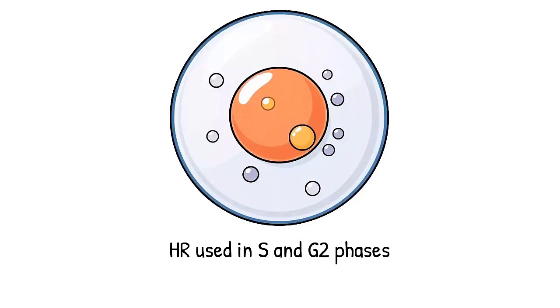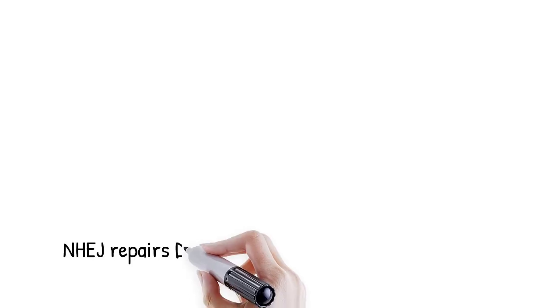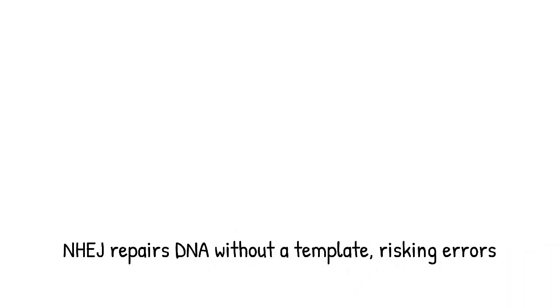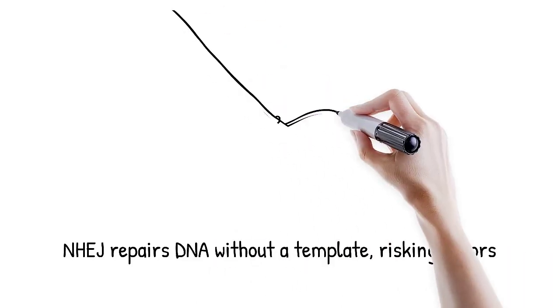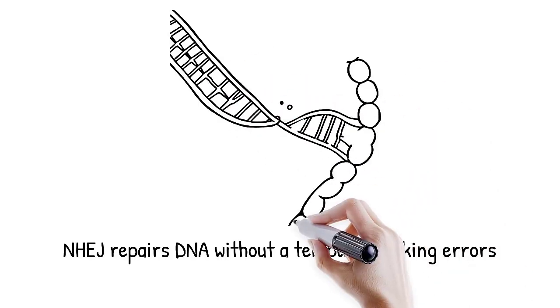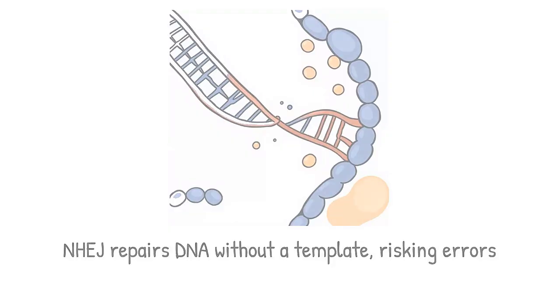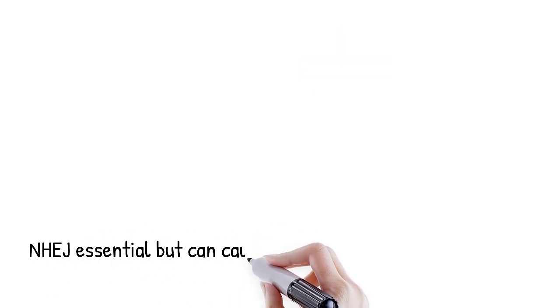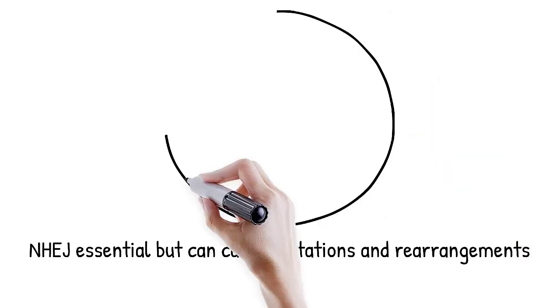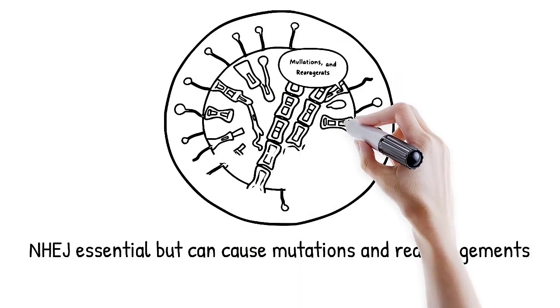Cells in S and G2 phases of the cell cycle preferably use HR because the sister chromatid is available. It is like copying missing text from an identical spare copy of a damaged book. When no template is available, cells often resort to non-homologous end joining. This pathway ligates the broken DNA ends together but can introduce errors.